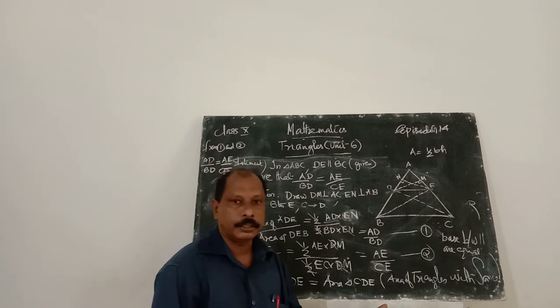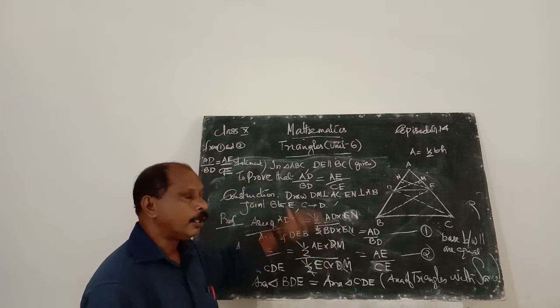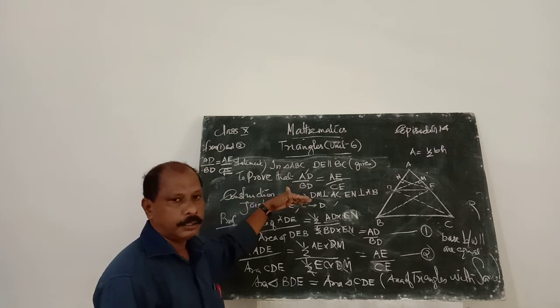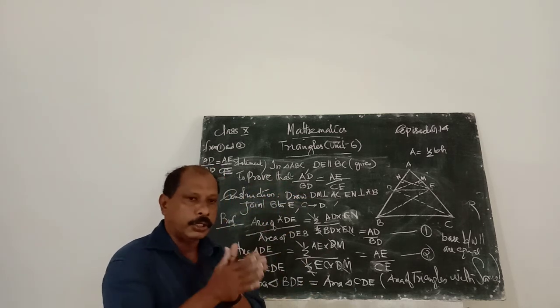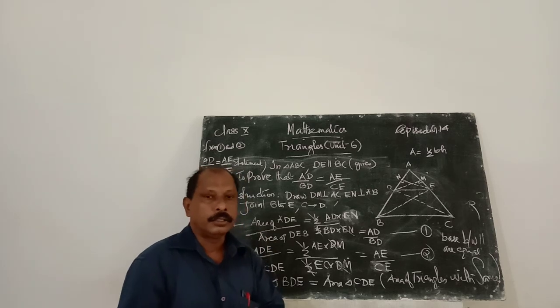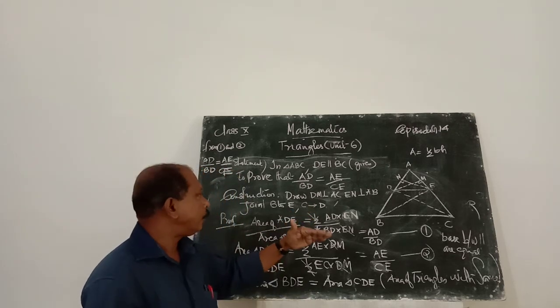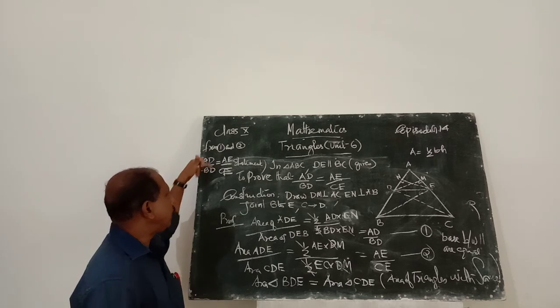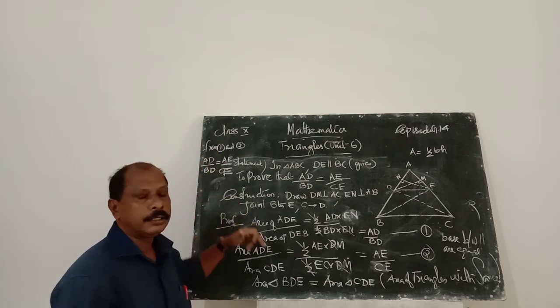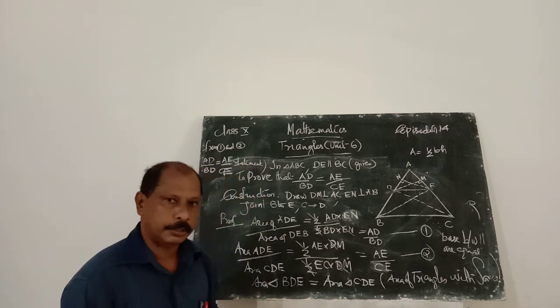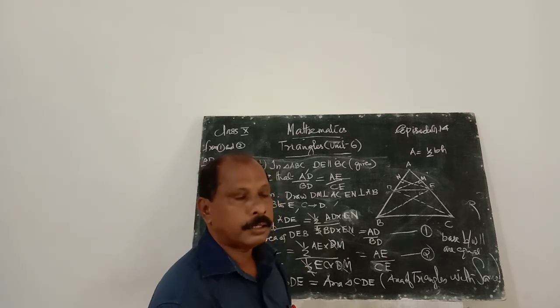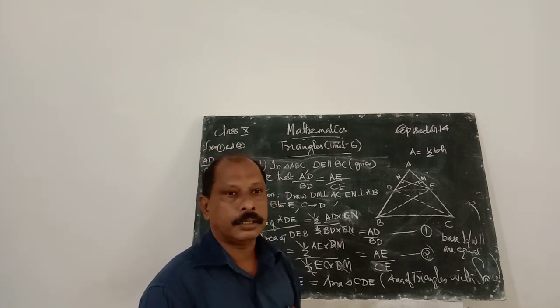Therefore, area of triangle BDE is equal to area of triangle CDE. That is the ninth question. Therefore, numerators of the first and second are equal, denominators are also equal, so equations 1 and 2 are equal. Therefore, from 1 and 2, AD by BD is equal to AE by CE. That is the basic proportionality theorem. Okay, then the remaining will be in the next episode.